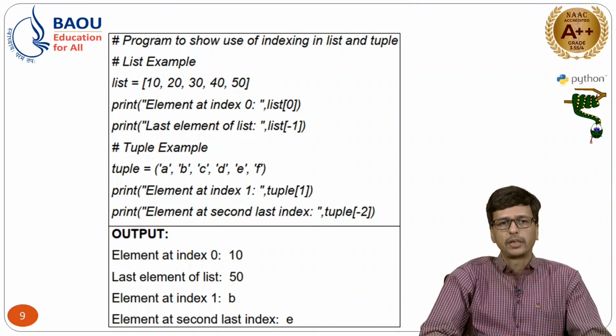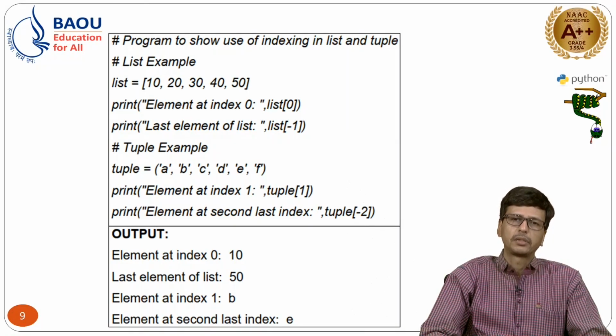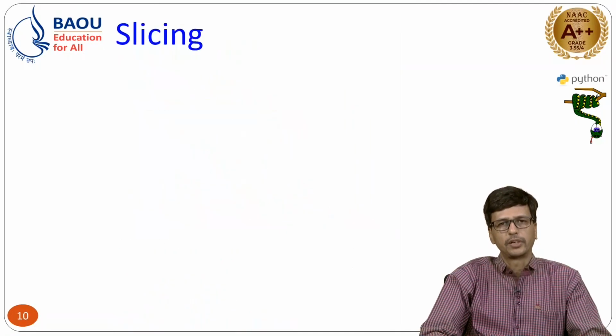Suppose we have created one list and one tuple. Now suppose you want to print with some specific index value. We have printed the 0th index, so the first element will be printed. If we use -1 as an index, in that case the last element will be printed. You can see the last statement in the program, tuple -2, so the second last element will be printed. So this way you can print the elements from the left as well as the right, or you can say from the reverse also.